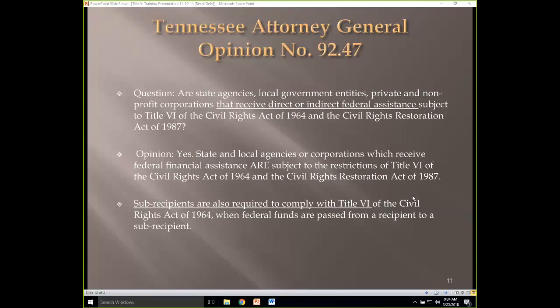It's important to note that subrecipients are also required to comply with Title VI of the Civil Rights Act of 1964 when federal funds are passed from a recipient to a subrecipient.